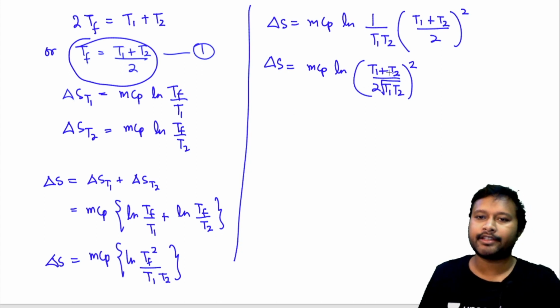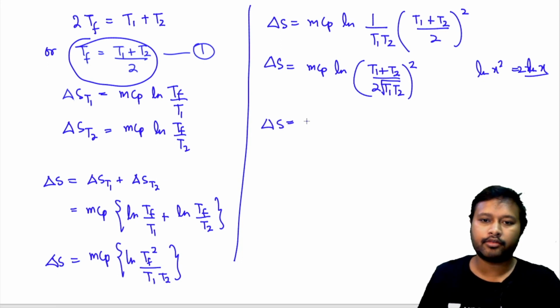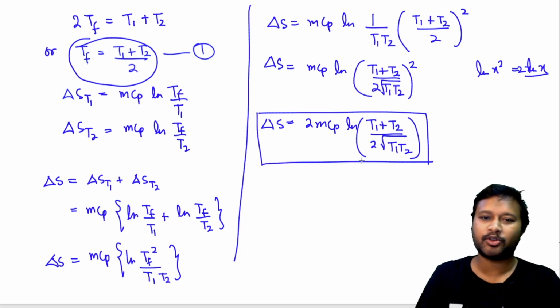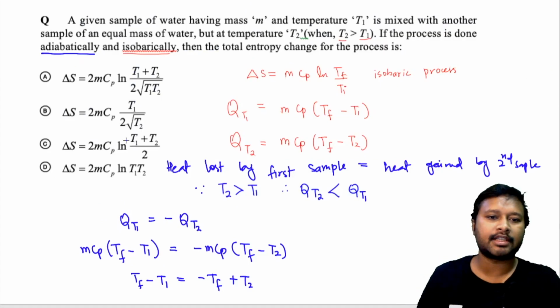So that just becomes this much. So this 2 can come outside, because you know that ln x to the power square is 2 ln x, right? So ln x square is nothing but 2 ln x. So that's what I'm going to use. So my delta S is going to be 2 MCP ln of (T1 plus T2) divided by 2 under root T1 T2. Okay, so this is how it needs to be solved, and this is what is going to be the final answer. So if you look upon the options, your correct option is option number A.